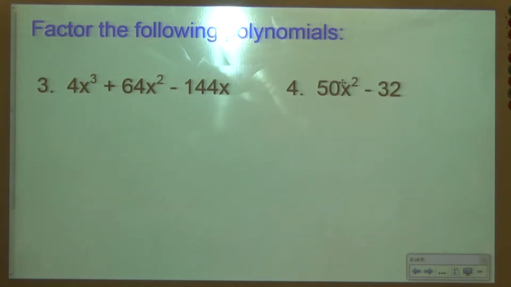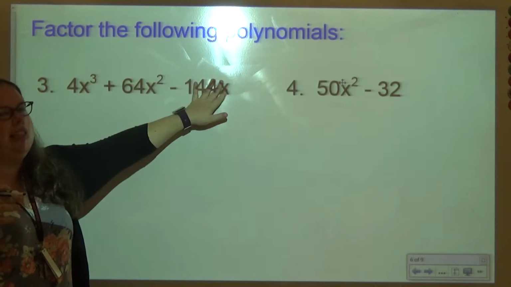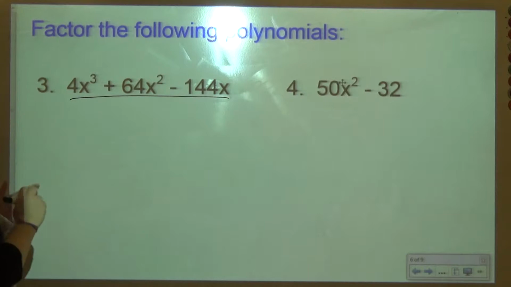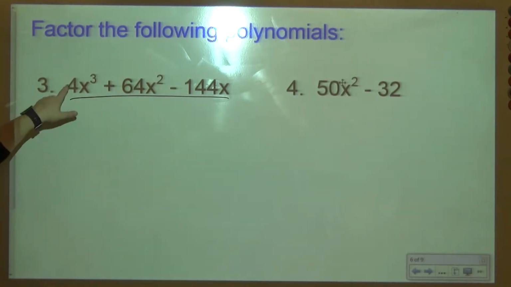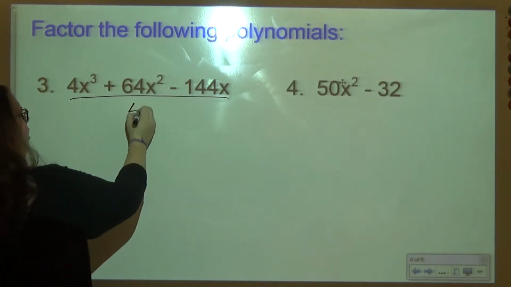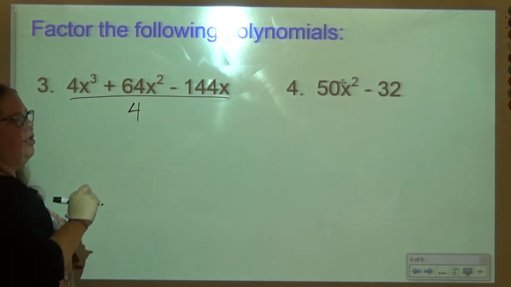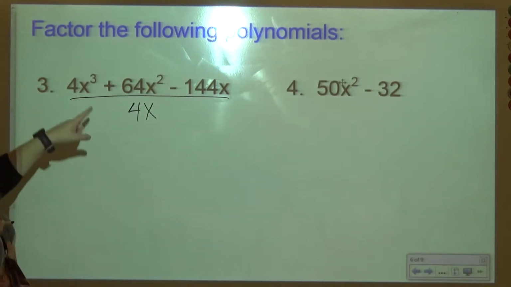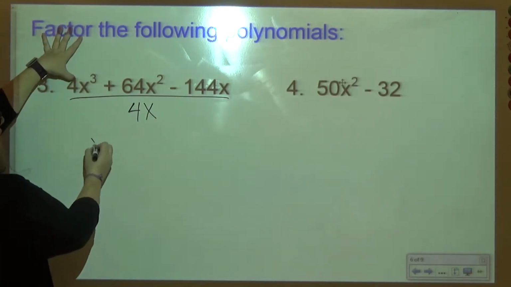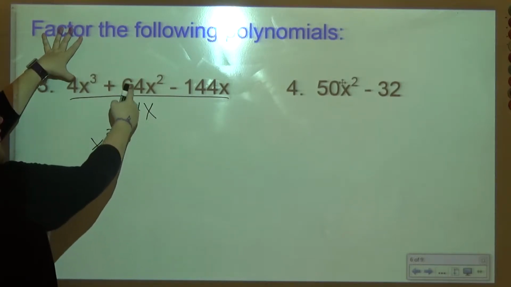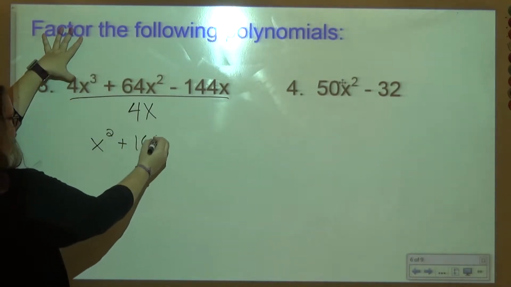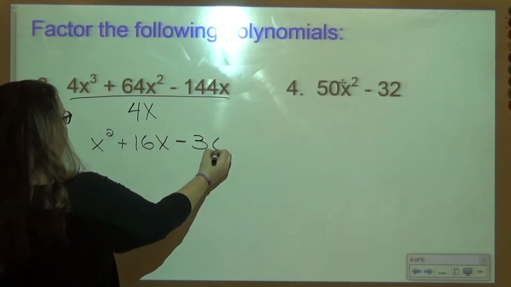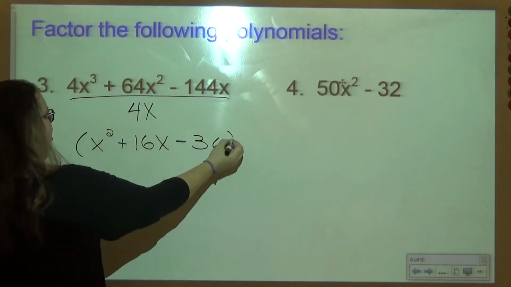Alright, so for number 3, again, this is not something we can do right now, so we need a GCF. What's the GCF? Notice that typically it's whatever number is in front here, so 4, but then we have x's, so what's the GCF of the x's? Just plain x. Divide, let's see what we're left with. 4's cancel, so x squared plus 64 divided by 4 is 16x, minus, what is that? 36. Parentheses, do not lose your GCF.